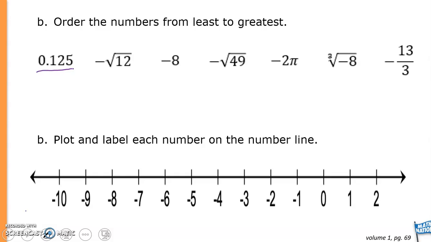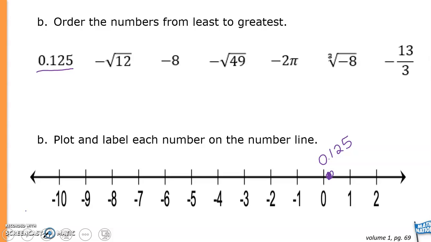0.125 is going to be between 0 and 1 on a number line. 0.1 is going to be much closer to the 0, so right about here. When you label them on the number line, make sure you also label whatever number it's asking you for. So 0.125. This is just like question 1 on Friday's test.